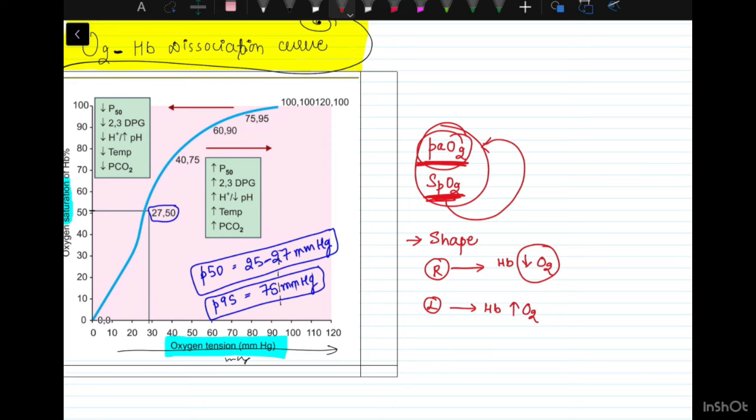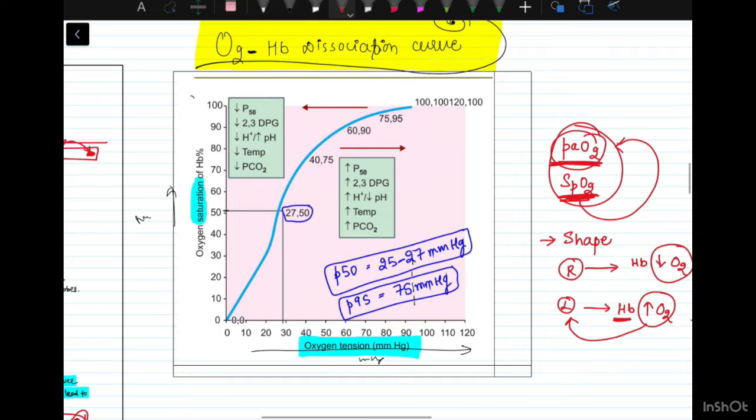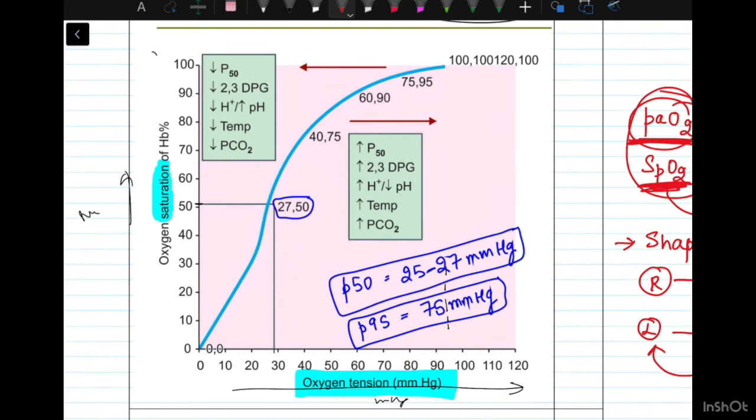So the factors which play a role in shifting the curve to the right side should be present at the tissue level where the oxygen has to be delivered. But at the level of the lung, the hemoglobin has to have higher affinity for oxygen, and the curve has to shift to the left-hand side so that it binds the oxygen strongly. This has to occur at the level of the lung. So this is all you should remember about the shape, the shifting, and the relation between PaO2 and SpO2. Let's talk about this relation.